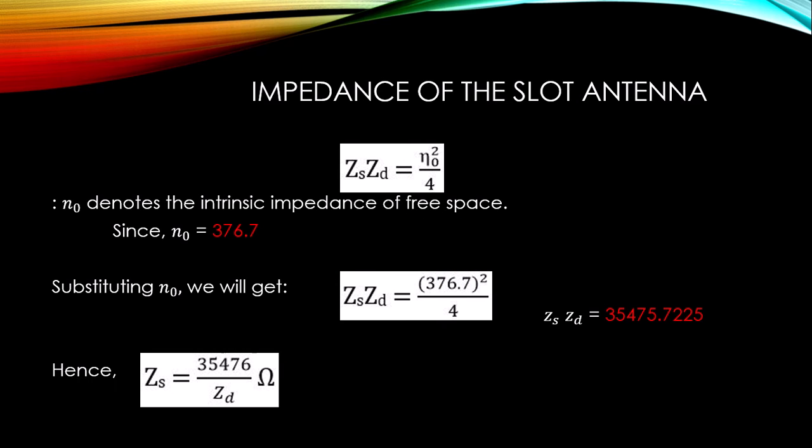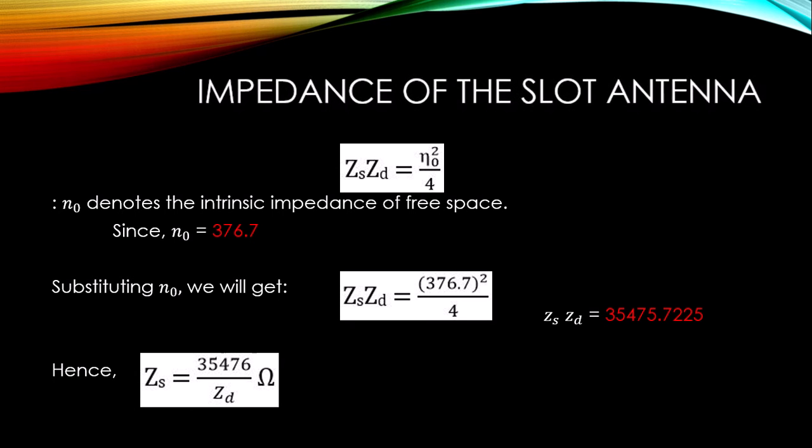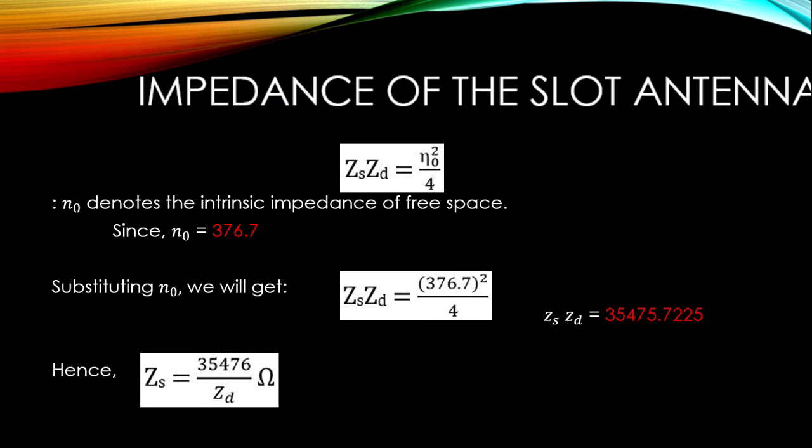Okay, so the impedance of the slot antenna. The relation between the terminal impedance of the slot, ZS, times ZD, is equal to η0 squared divided by 4. Here η0 denotes the intrinsic impedance of free space.